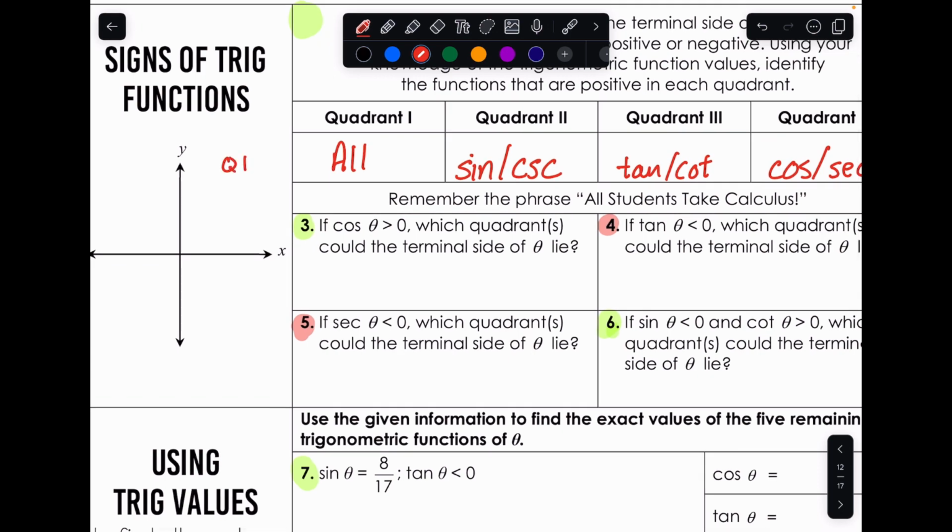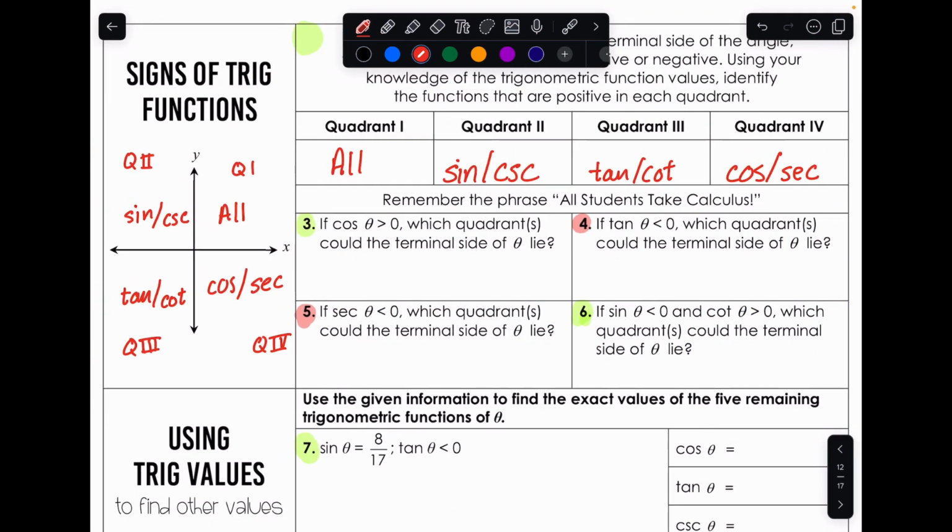So Q1 is just all of them can be positive. In Q2, you have sine and cosecant. Q3, you've got tan and cotangent. And then in Q4, you've got cosine and secant. So remember the phrase, all students take calculus? All students, think about it this way, all students take calculus. And then if you want to remember which other functions fit in there? Well, it's just going to be the reciprocal function.